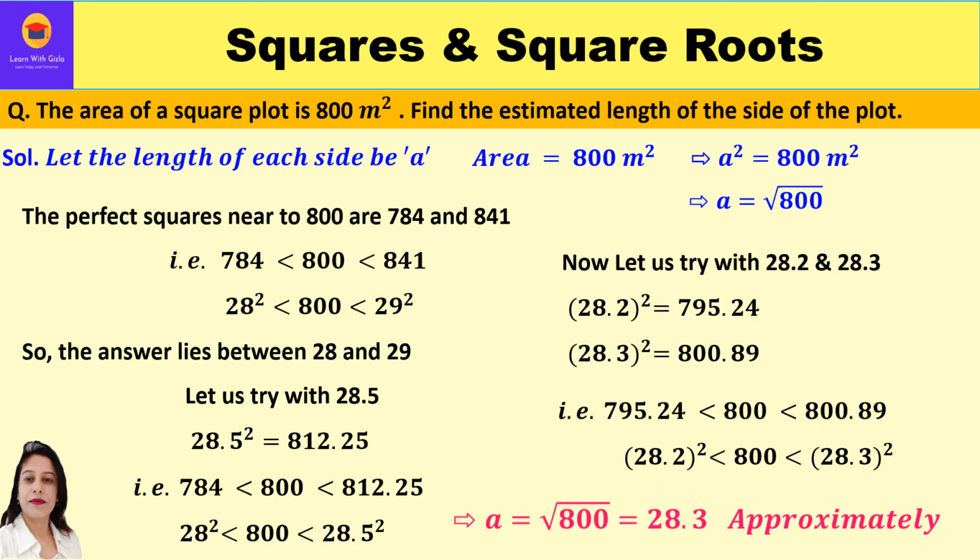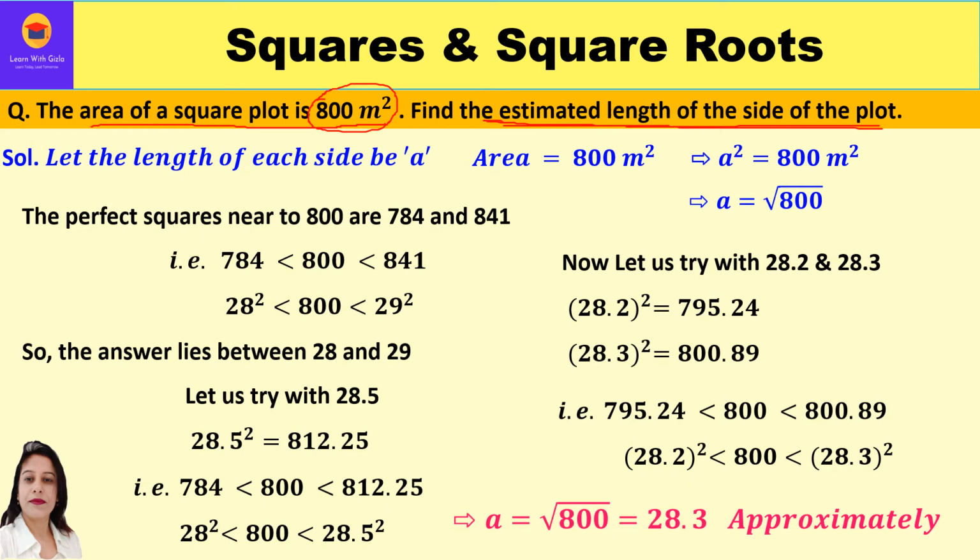Now let us take up one more question which is based on estimation method. The question is, the area of a square plot is 800 meters square. Find the estimated length of the side of the plot. Now here the area is given to us, 800 meters square. It's a square plot. We have to find the estimated length of the side of the square plot. Estimated length means approximate value of the side of the square plot.